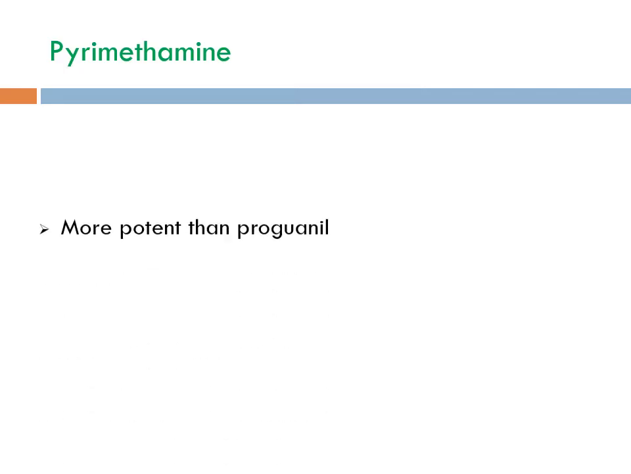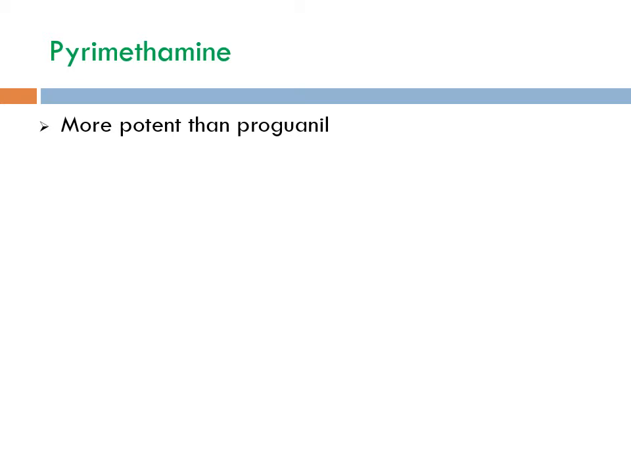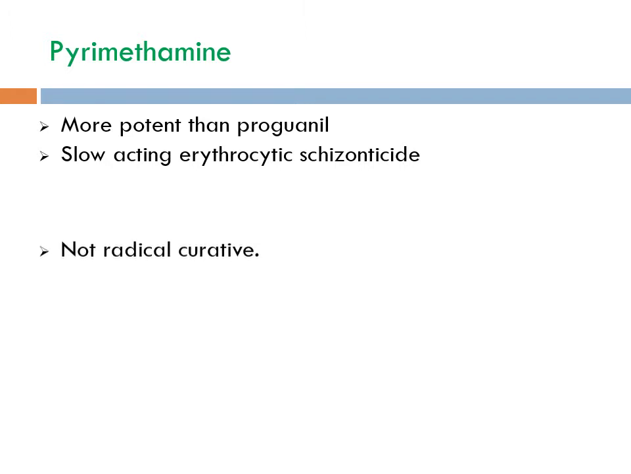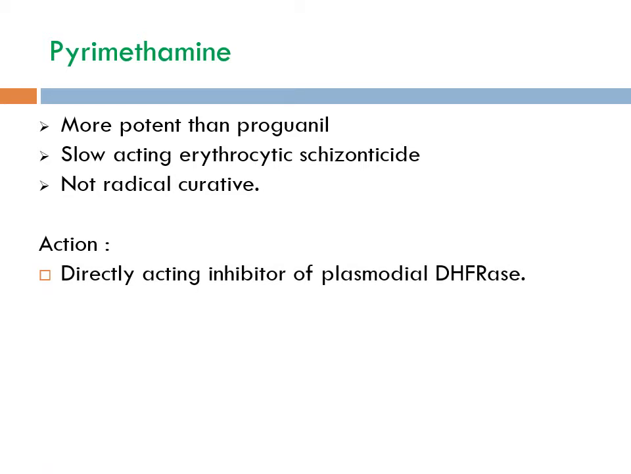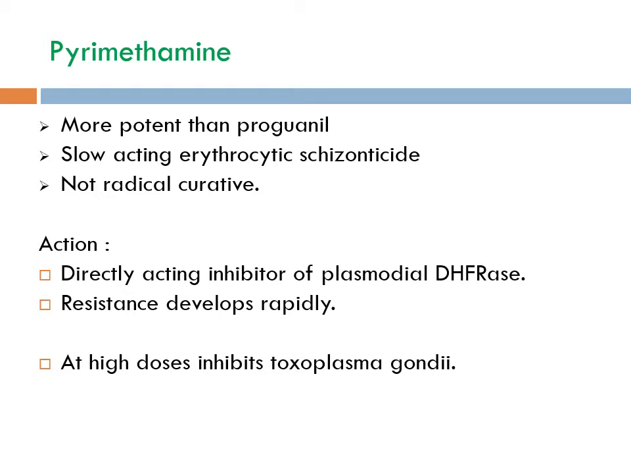Pyrimethamine. It is more potent drug than proguanil and slow-acting erythrocytic schizontecide. It is not used for radical cure because it does not eliminate the exoerythrocytic stage of Plasmodium vivax. Mechanism of action is same like proguanil. It inhibits plasmodial dihydrofolate reductase enzyme, and in same way resistance development is rapid. At the higher doses, it inhibits Toxoplasma gondii.